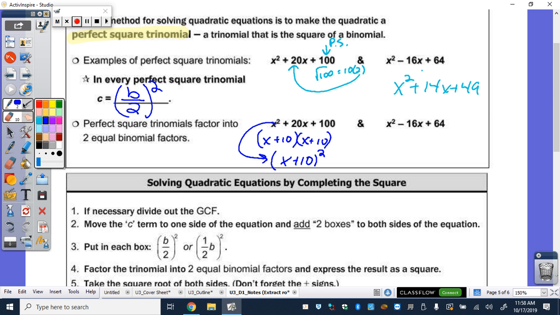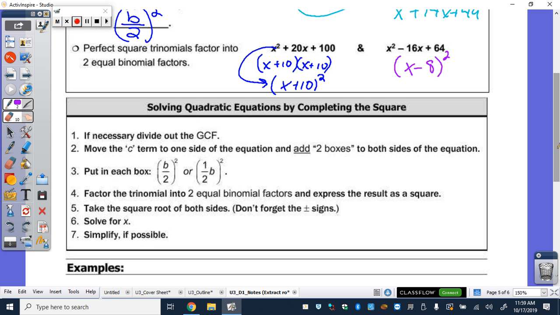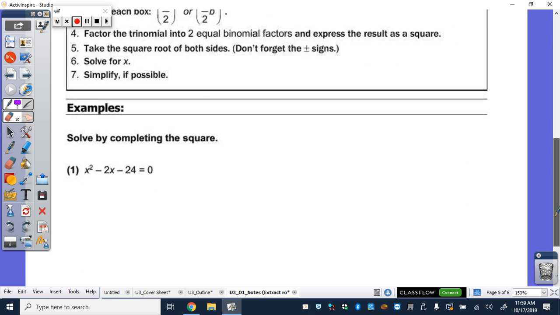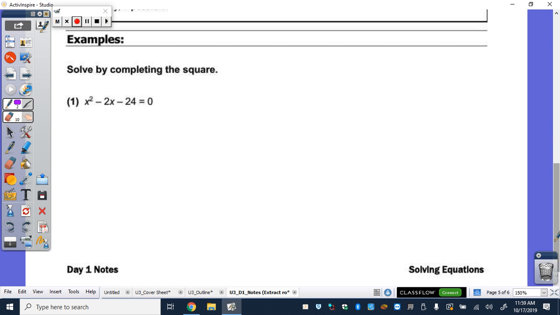So if we look at my other example here, x squared minus 16x plus 64, how would that factor? X? Yeah, that would be x minus 8, x minus 8. So x minus 8 squared. So that is why we use those perfect square trinomials. So again, I have written out here for you the steps. I prefer to actually go through it myself instead of reading through the steps. So let's take a look at our first example.